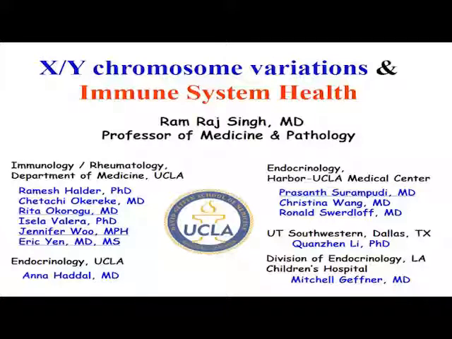Introduction yesterday. I am Raj Singh. I work at UCLA, and I work with a team of people. This is a small list: we have 15 people in my lab who work on different aspects of autoimmune disease or the immune system. We collaborate with lots of people.